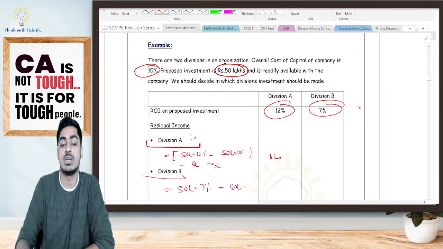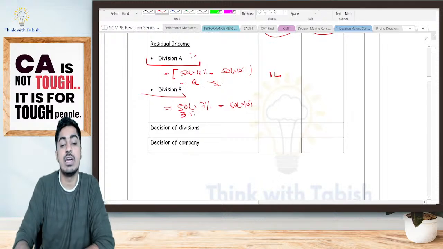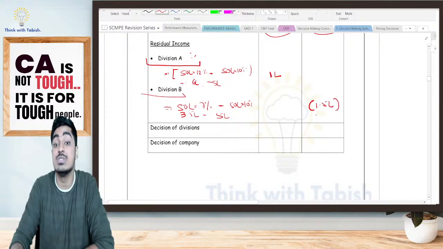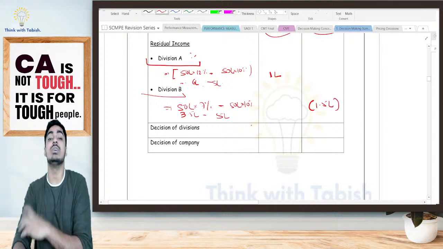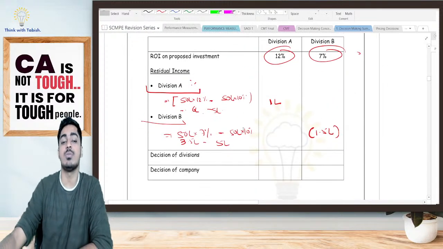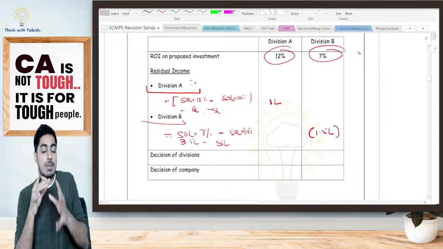Division B is telling actually how much I'm earning on 50 lakh, 7% only. But however, how much my company wants? 10%. Yes, I'm getting only 3.5 lakhs, but company wants 5 lakh. That means I'm earning 1,50,000 less. My residual income is negative.